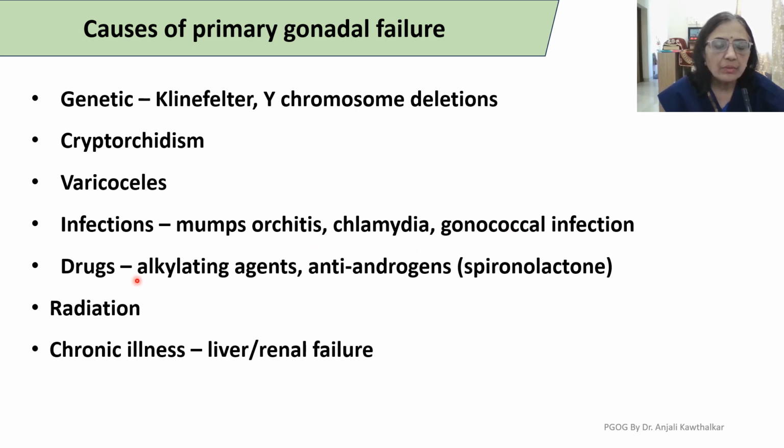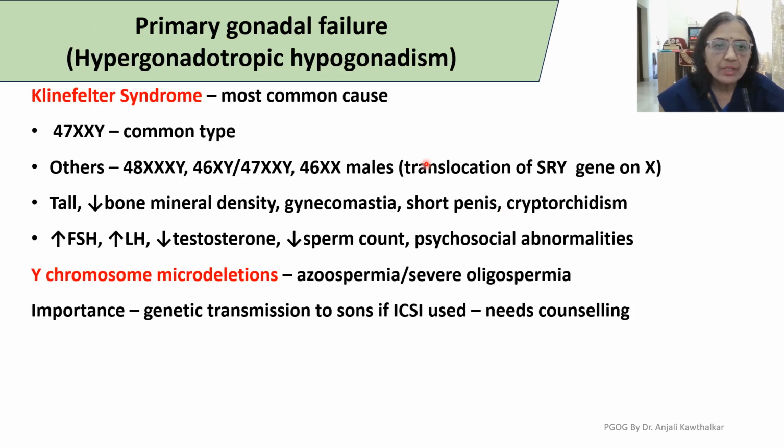Drugs can lead to problems in spermatogenesis, such as alkylating agents and antiandrogens such as spironolactone. Radiation can affect spermatogenesis, and chronic illnesses, liver or renal failure, also can lead to problems in spermatogenesis. So this is a list of causes of primary gonadal failure in males, or causes of testicular failure, where the problem is at the level of the testis leading to a problem in the formation of sperms. In short, we'll see some of these conditions.